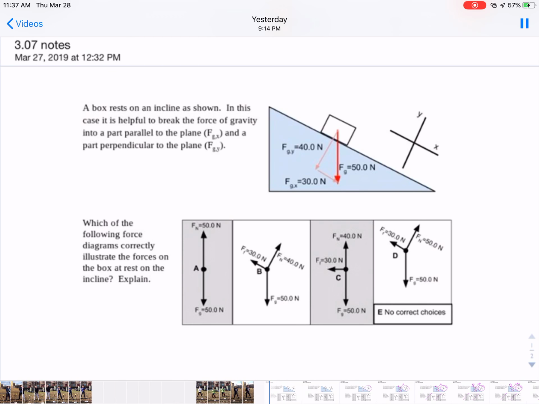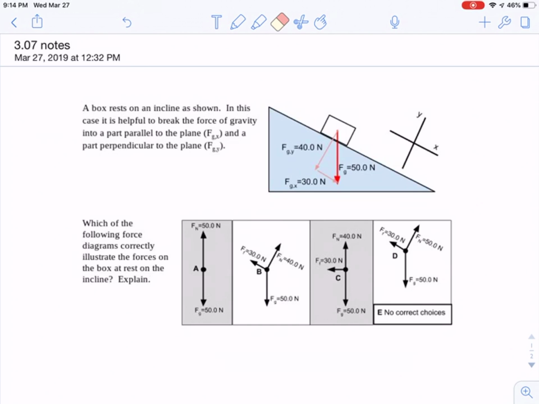Hi guys, I'm going to show you how to do these two problems from 3.07. So the first one, we've got a box and it's on an incline and it's at rest. And so what they're asking us to do is figure out what the force diagram would be.